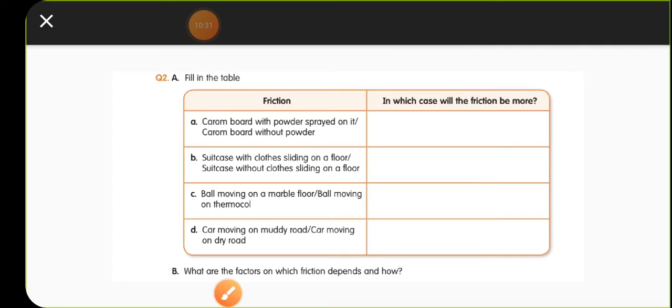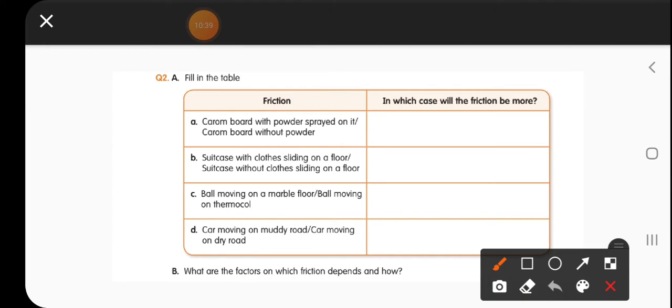Now the third question, if you will see: ball moving on a marble floor, ball moving on a thermocol. On a marble floor the frictional force is less, and on a thermocol the frictional force is more. You might have observed in your regular life that if there is a wet floor or a muddy area, you will walk carefully in those areas, because on wet floors or muddy areas the frictional force is very less.